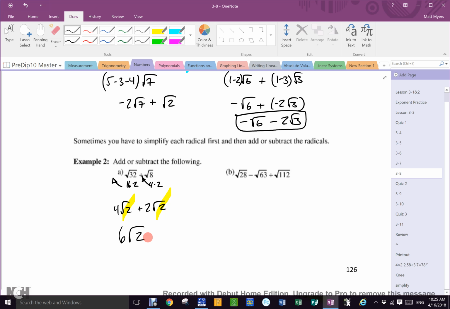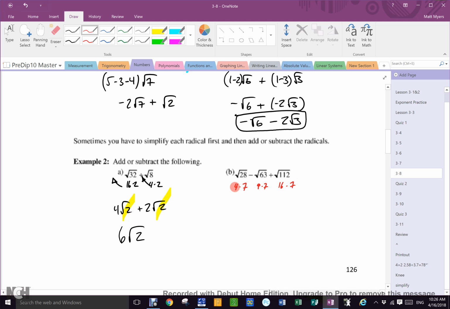In B, can I put them together? No, of course I cannot, because they are unlike terms. So what do I do? I simplify. What is 28? I would use 4 and 7. Why? 4 has a square root. What is 63? I don't know. 9 and 7, because 9 has a square root. What's 112? It's 12 and 7. No, it's not. It's 16 and 7.